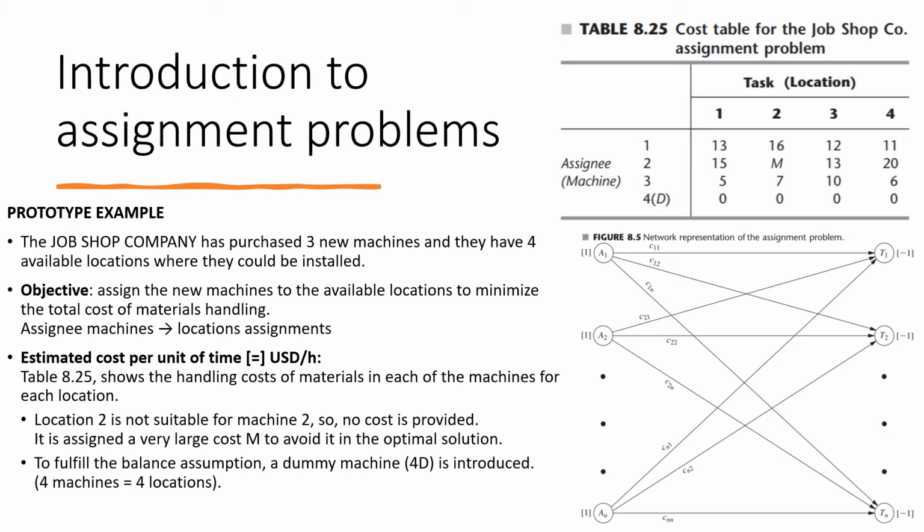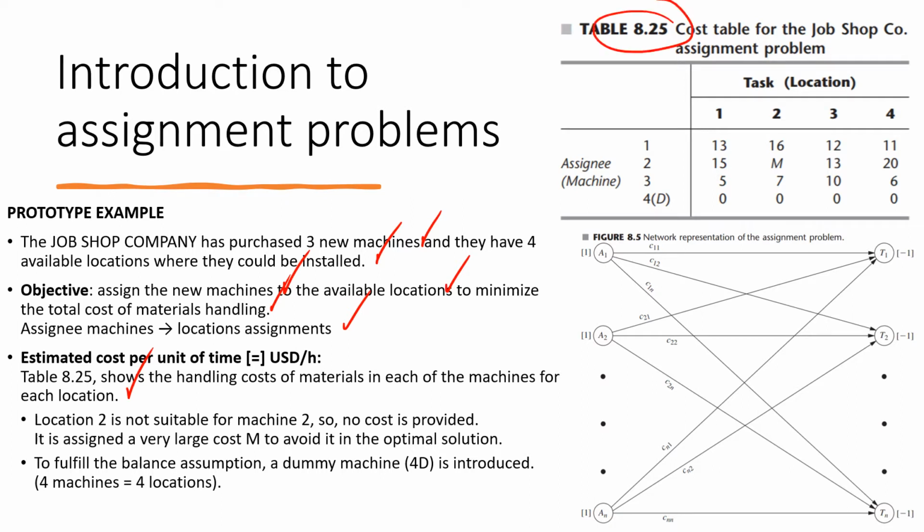Let's work with a prototype example. The Job Shop company has purchased 3 new machines, and they have 4 locations where they want to install them. Our objective is to assign these new machines to the available locations, looking to minimize the total cost of material handling. That means we're going to be working with a mathematical model of assigning machines into locations. Our estimated cost per unit is given in table 8.25. It shows the handling cost of material for each of the machines in each location.